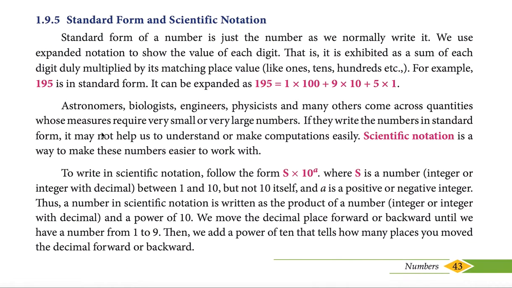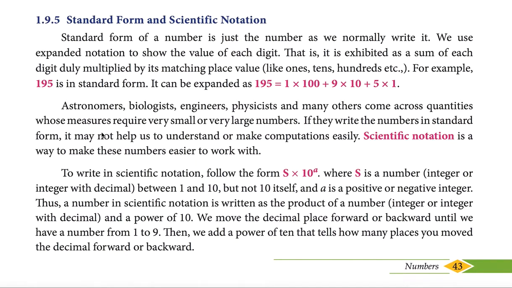Standard form and scientific notation. Standard form of a number is just the number as we normally write it. We use expanded notation, so the value of each digit is exhibited as sum of each digit duly multiplied by its matching place value. For example, 125,195 is standard form. It can be expanded as 1 in 100 place, so 100. 9 is 10 place, 9 into 10, plus 5 in 1's place, so 5 into 1.